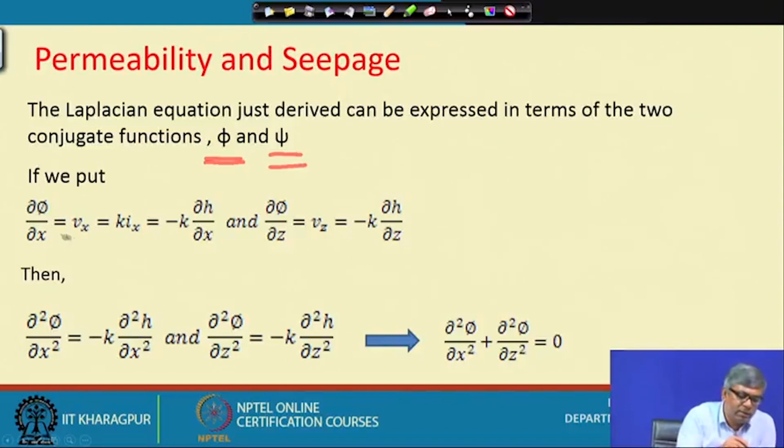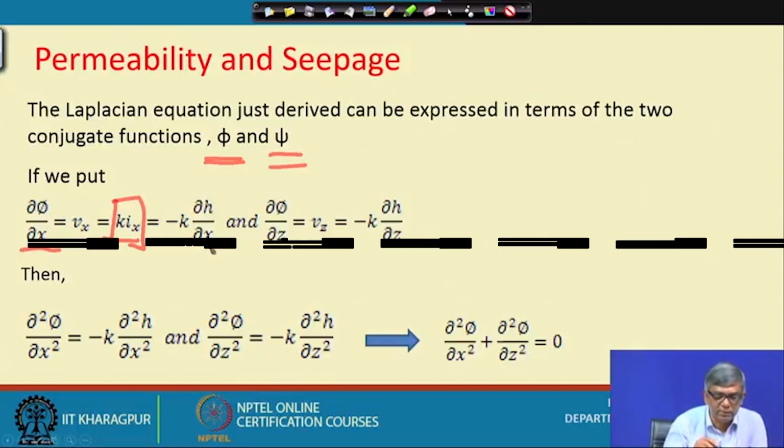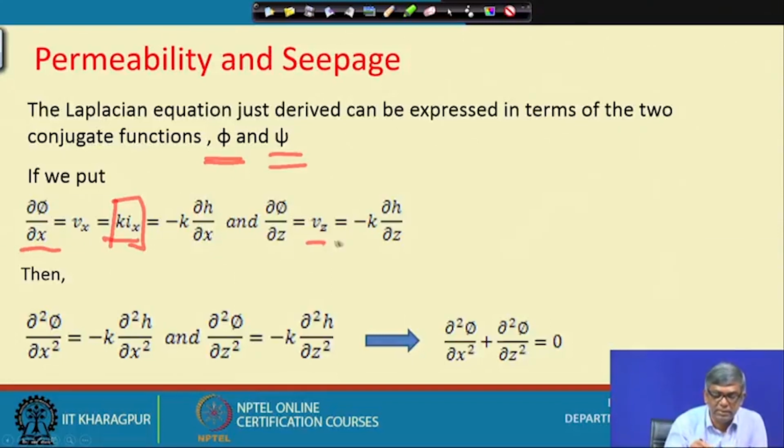So, we can assume that del phi del x equal to V x, which is equal to k i x as per Darcy's equation. That will be minus k del h del x, say in the x direction. Similarly, del psi del z equal to V z, as per Darcy's law. So, these two we are getting: del phi del x equal to this and del psi del z equal to this.